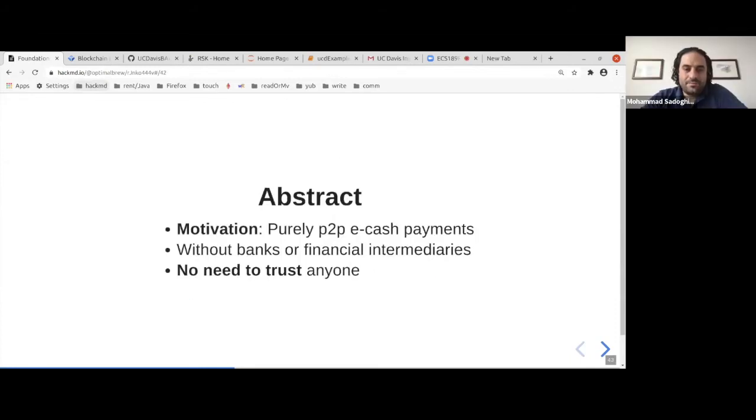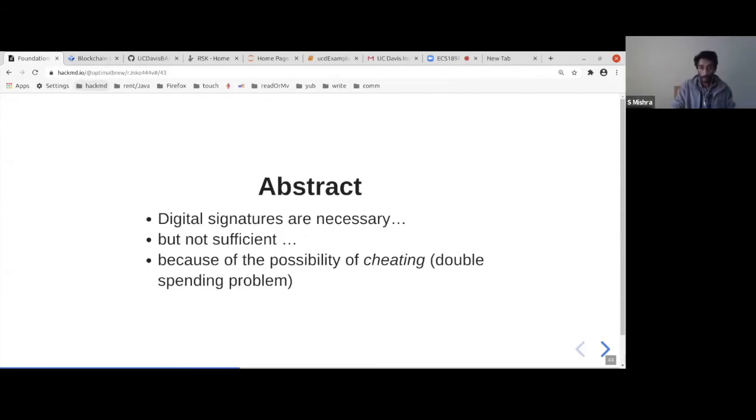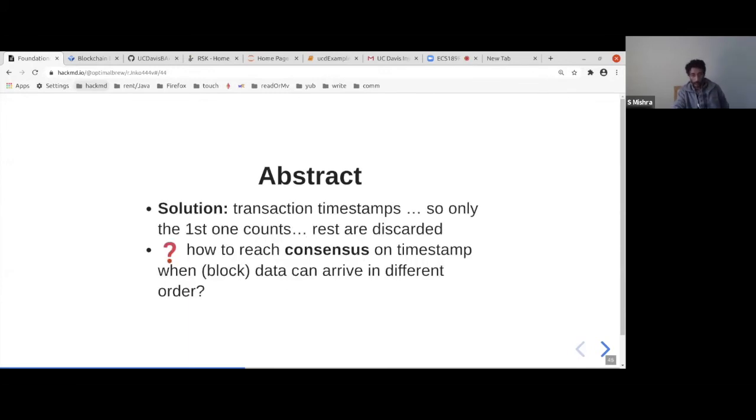The motivation is a pure P2P cash system without the need to trust anyone. Digital signatures are necessary, but they're not sufficient because of the double spending problem. And the solution Satoshi came up with was to use transaction timestamps, so that if I send two conflicting messages, in the first one I paid someone, and the second one I paid that money to myself, we can have an ordering system that says, hey, this one arrived first, and so we're going to discard all other messages. We'll just think of the first one as the valid message.